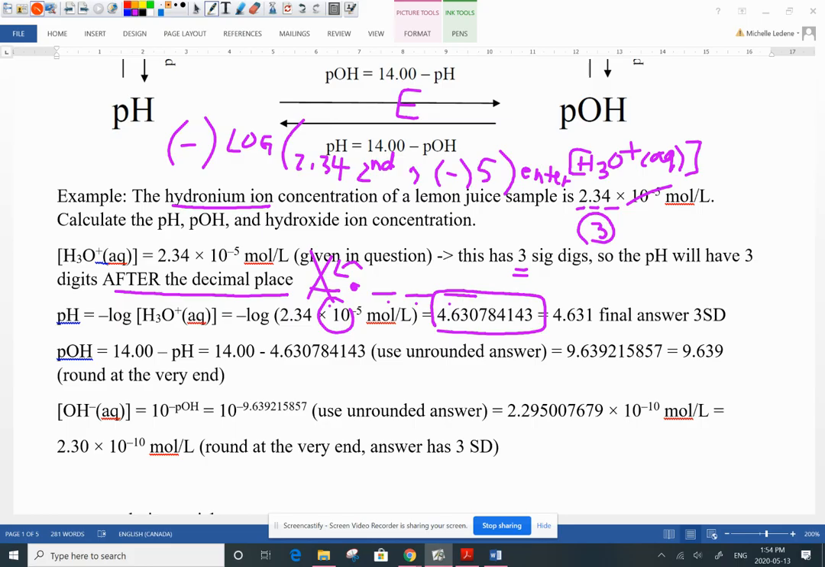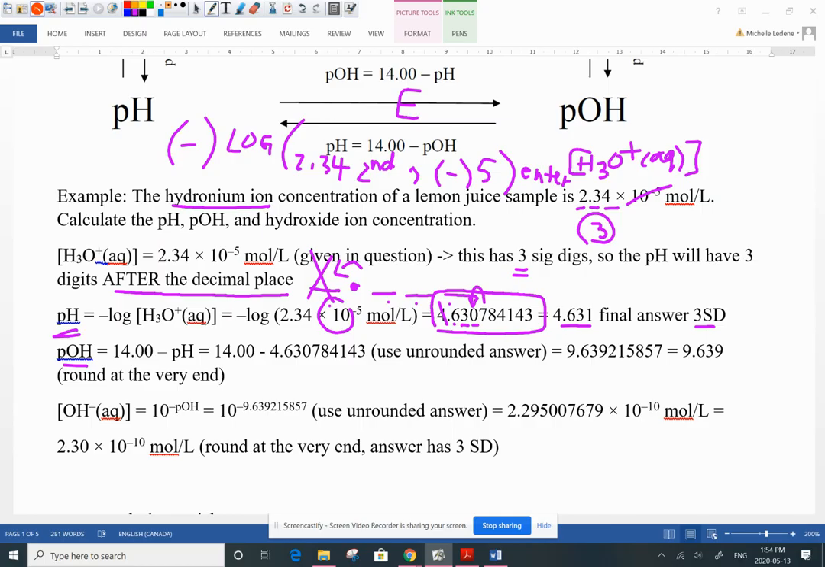So if you're asked for a final value for pH, we need to have 1, 2, 3 values after the decimal. I don't care about the 4. It does not matter to us. That means that the 7 is going to cause that to round up. So our final answer, and this is the correct 3 sig dig answer, is 4.631.